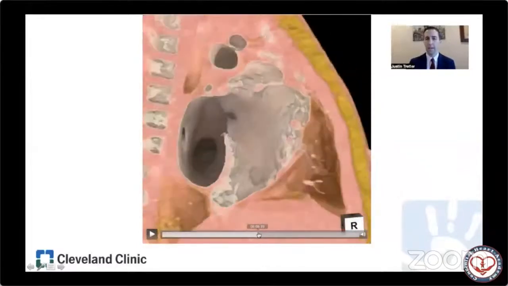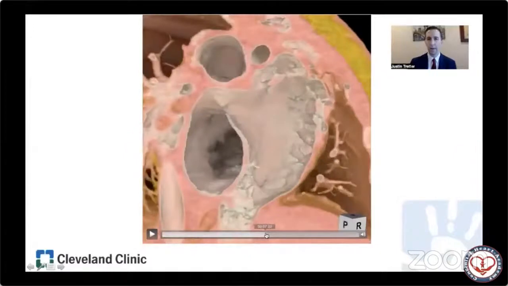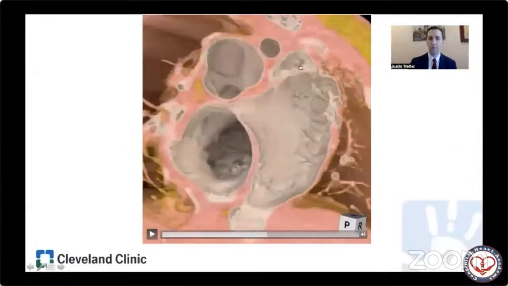And then we'll rotate to look down at the vestibule of the right atrium. We can appreciate that broad-based right atrial appendage with the pectinate muscle extending all the way down to the vestibule of the right atrium with tricuspid atresia. There's, again, no connection between the right atrial cavity and the right ventricle.